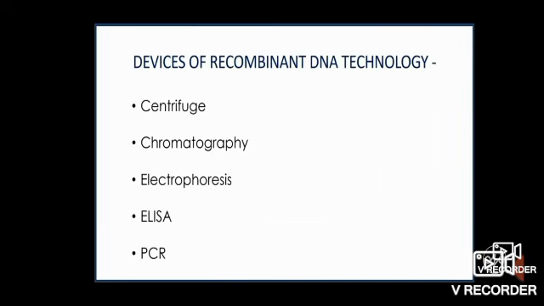Then the devices used in rDNA technology: centrifuge, chromatography, electrophoresis, ELISA, PCR. All these are devices of recombinant DNA technology. Centrifuge is used when we lyse the cell, or break open the cell, to isolate the DNA; we centrifuge it. The solid DNA will settle down at the bottom.